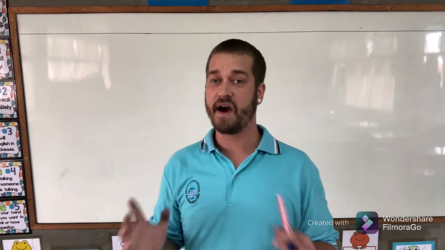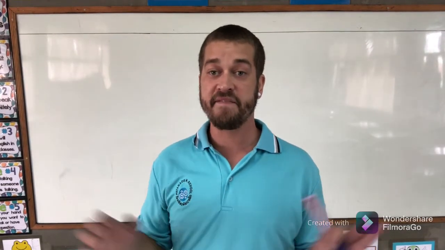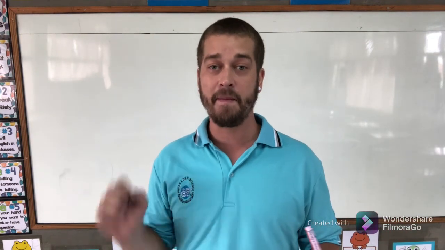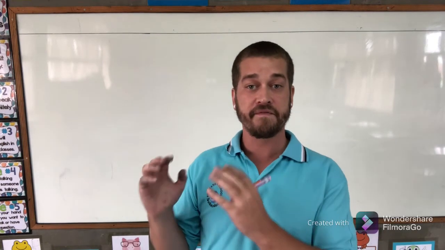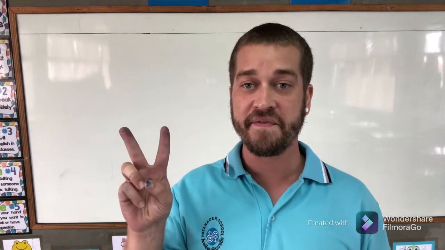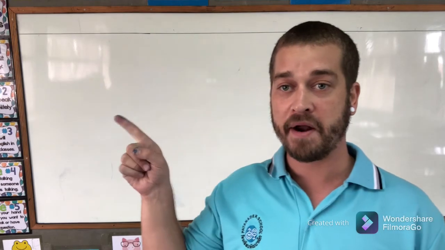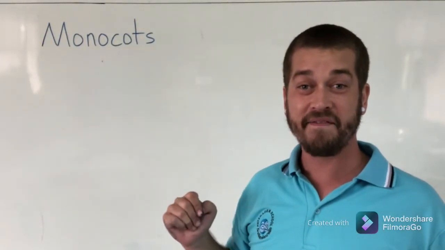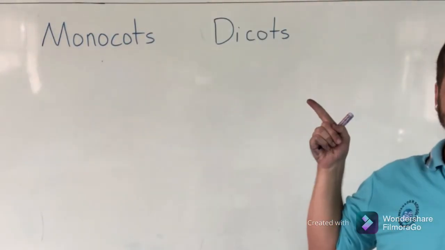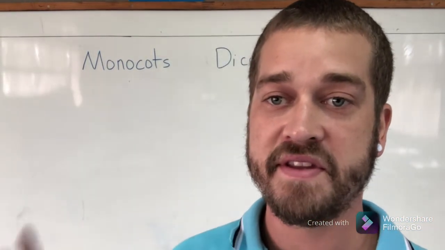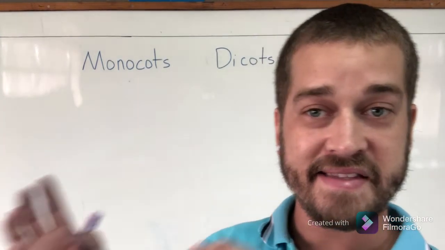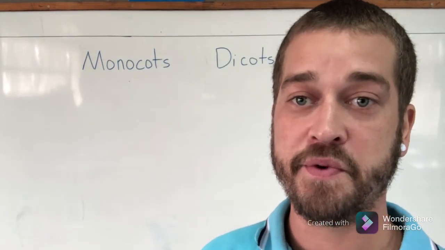Now, scientists have gotten together, and over the years, they've broken flowering plants up into 2 groups, 2 major groups. We have, from our biologists, 2 different categories. We have monocots, and then we also have dicots. What do these words mean? Today, we're actually going to explore the different characteristics or things that make them different between the 2 of them.